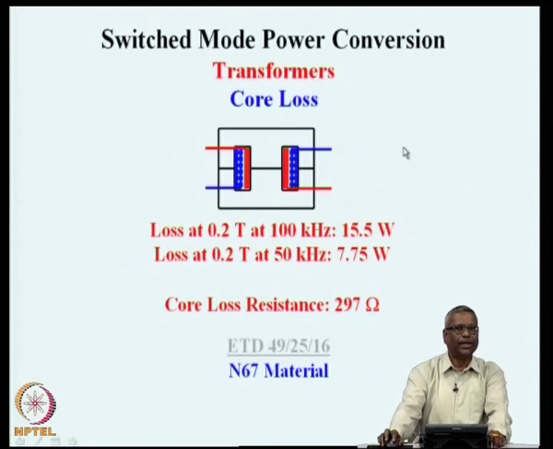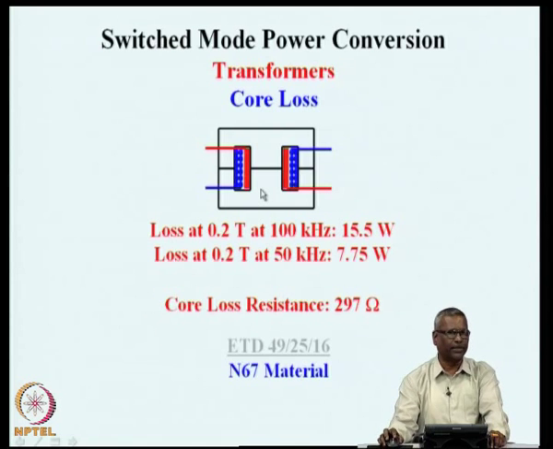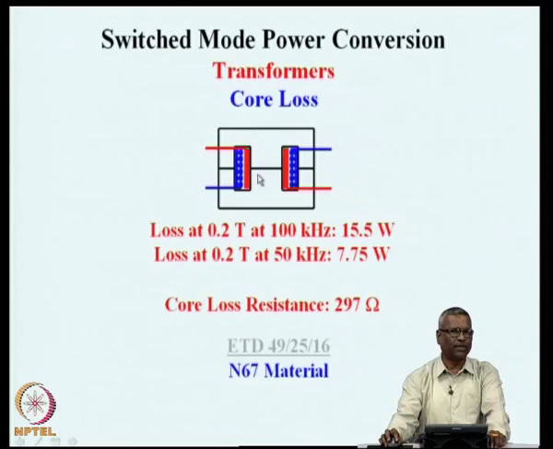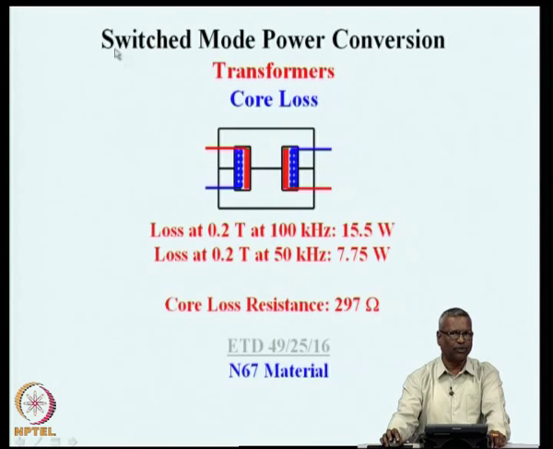Okay. Let us look at the magnetization part. We assume that the permeability of this material will be infinity. That is really not true, because most magnetic materials have a finite permeability. It may be 1000 or 2000, but it is not infinity. I think before the permeability, let us come to core loss.